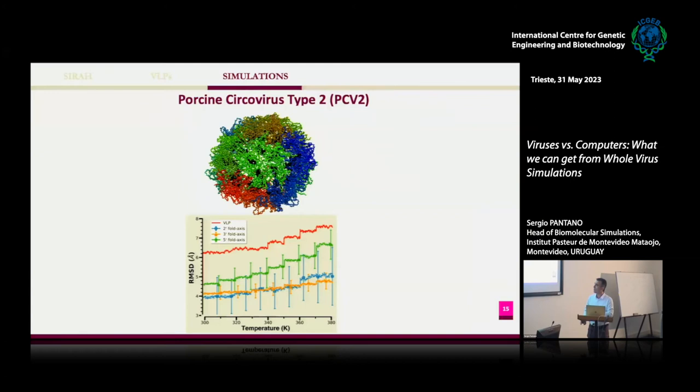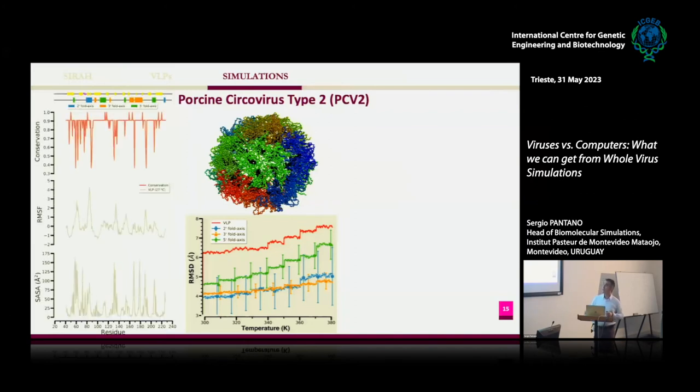This is, in green, the five symmetry axis, and then three and two. Essentially what you see is that the virus starts to break, mostly along the fivefold symmetry axis. And then if you start to cross this information, some interesting features come out.